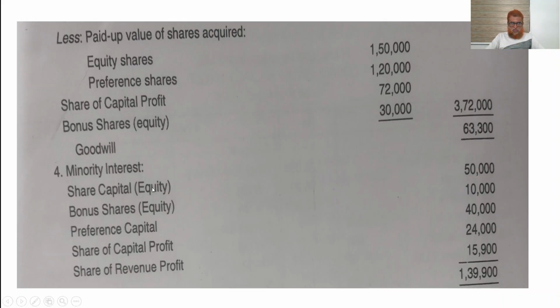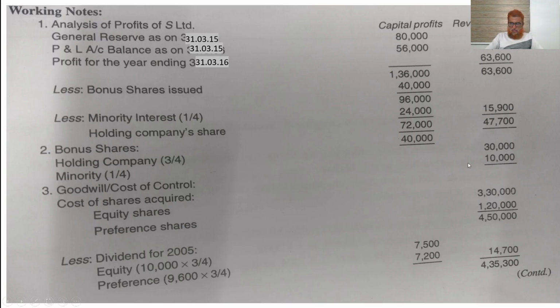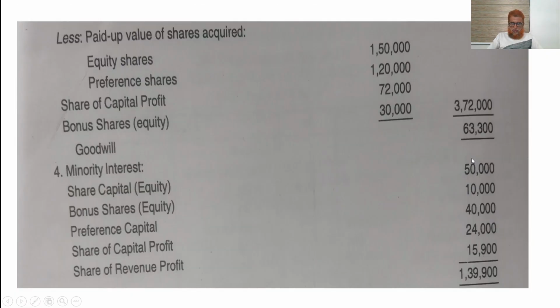Now minority interest. This is share capital, minority interest in share capital, that is 2 lakh into 1 by 4, equity share only. Next, minority share in bonus share, that is equity, bonus share is equity, 10,000. As I explained here, this 10,000, 40,000 into 1 by 4. Then preference share capital, that is 1,60,000 into 1 by 4. That is preference share capital.